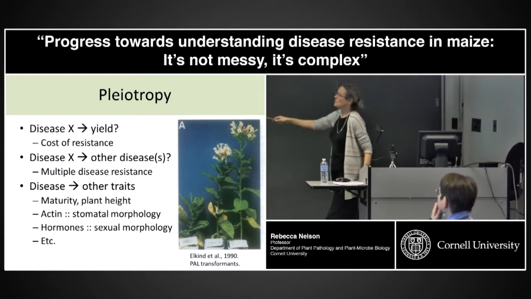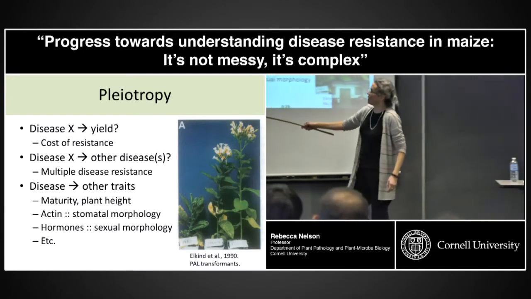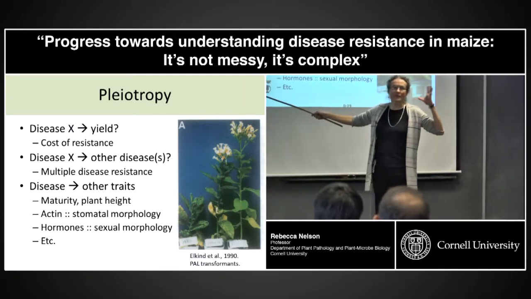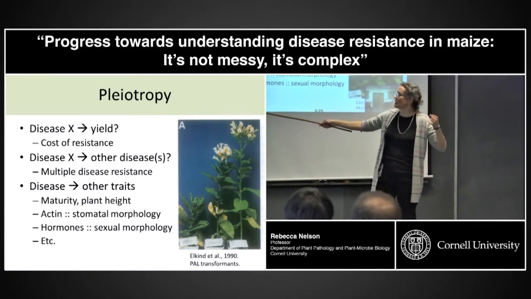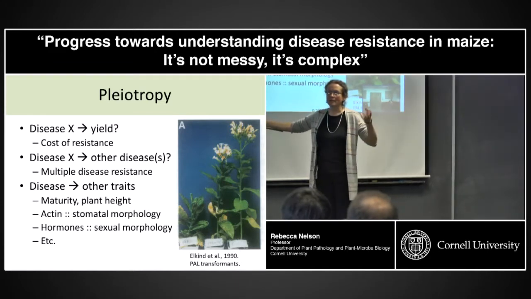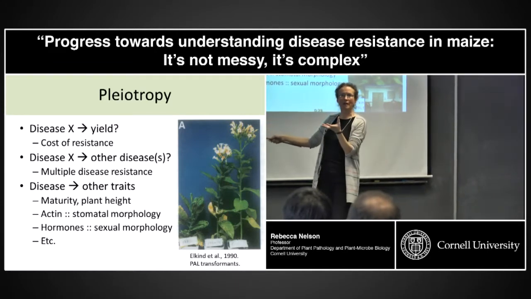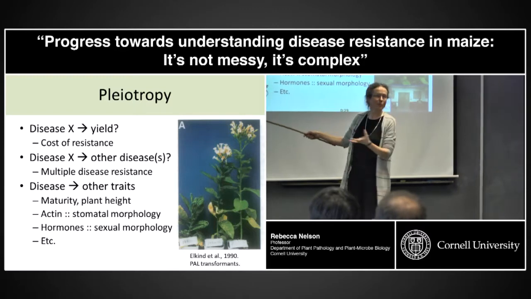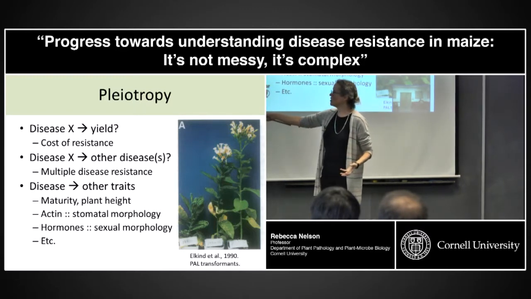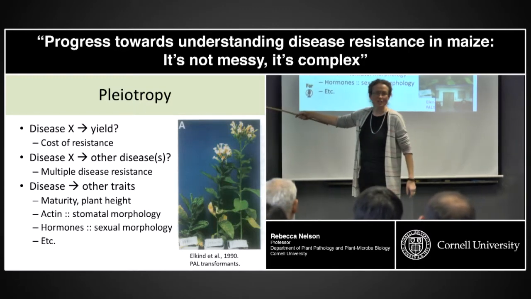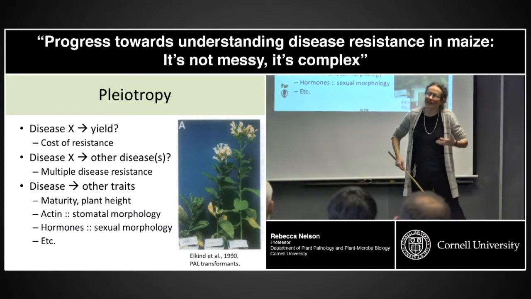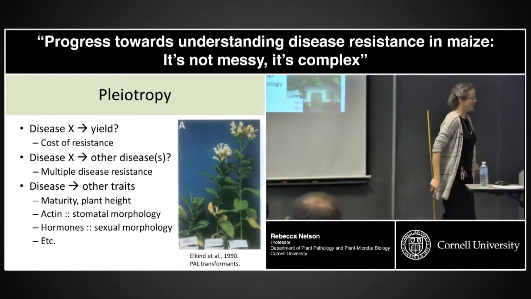And here, just showing an ancient picture from back in the day when people were still in the simplicity picture. Take a phenylalanine ammonia lyase, a nice defense gene, you think you can make a resistant plant if we put that in. And instead you get a cabbage out of it.